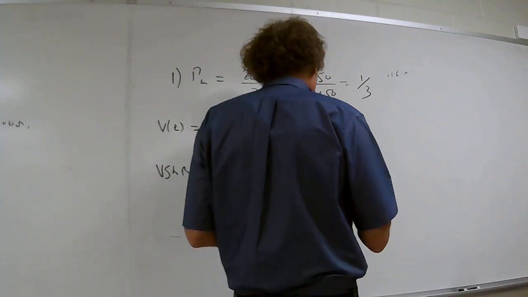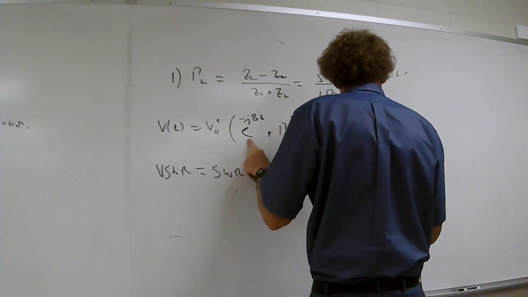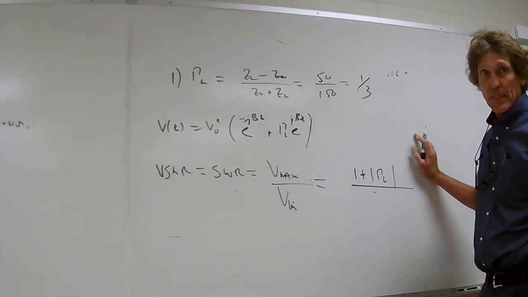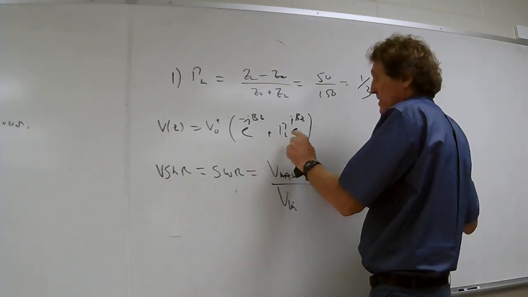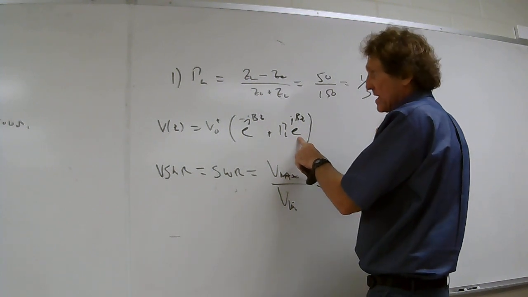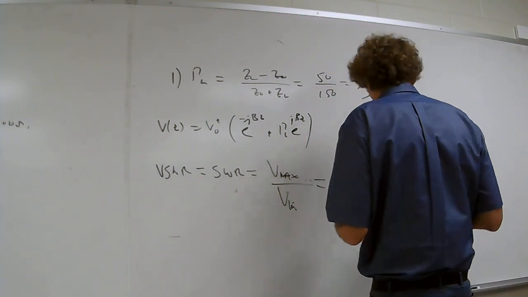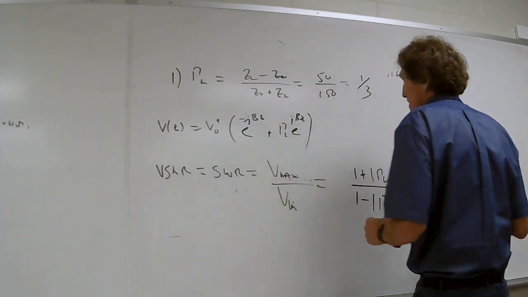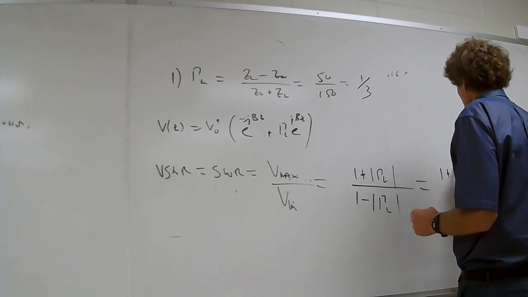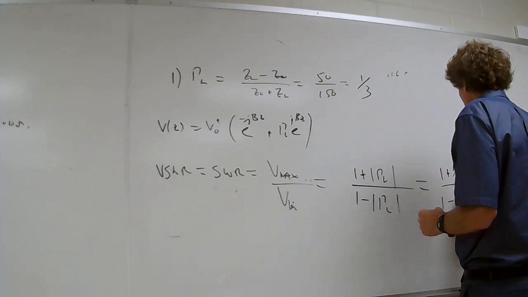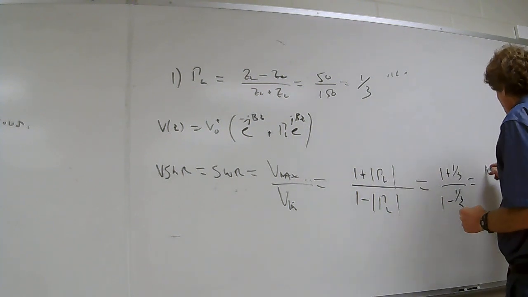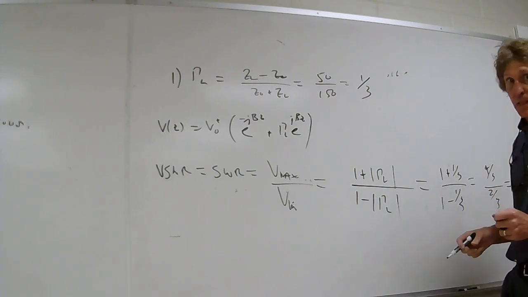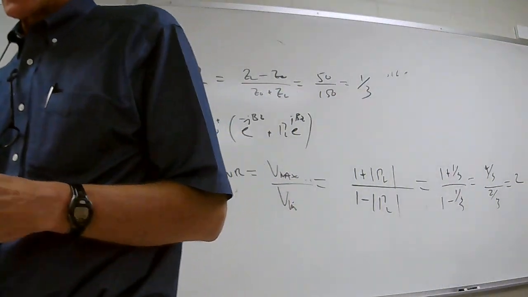Now that will always boil down to the maximum possible voltage being 1 plus the magnitude of gamma L. That's when these two terms exactly add. You can just think of this as 1 and this as 1. The minimum value would be 1 minus the magnitude of gamma L. Ours is 1/3, so it's 1 plus 1/3 over 1 minus 1/3. That's 4/3 over 2/3, which is 2. Yeah, it's 2. You all follow me on that? Now what's the next part?